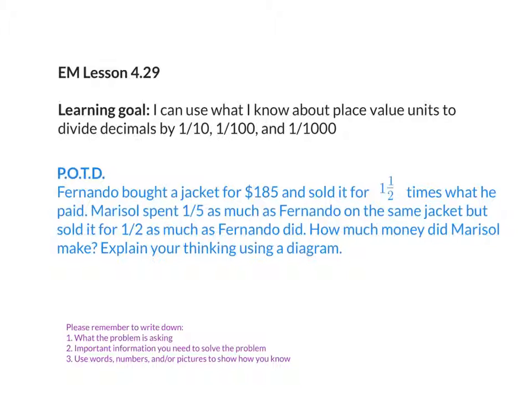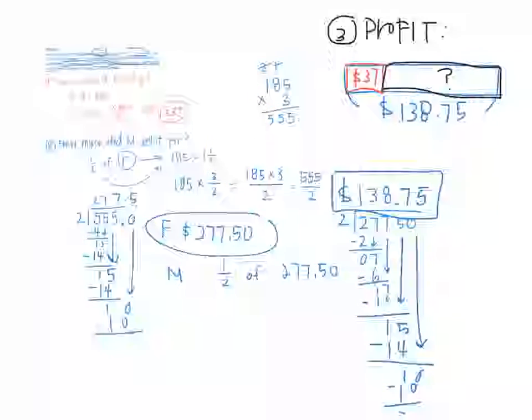Today's learning goal, as I said, I rewrote it time and time again because I was trying to make it make sense. Basically, today what you're going to need to be able to do is use what you know about place value to help you divide a decimal by a tenth, a hundredth, or a thousandth. Okay? Very good.